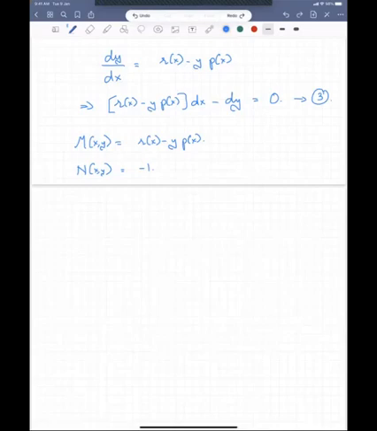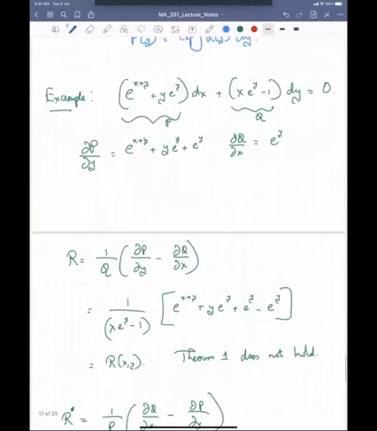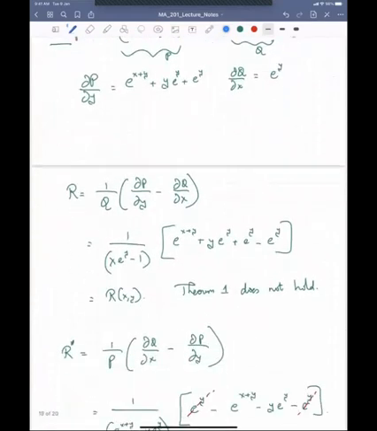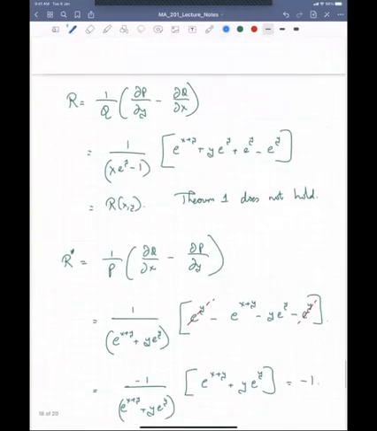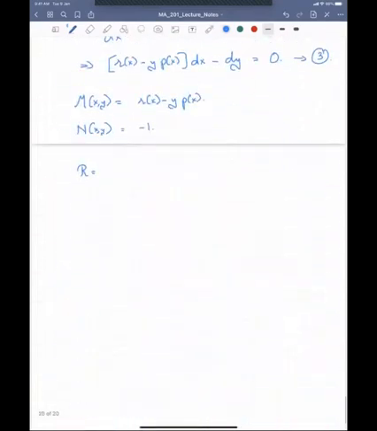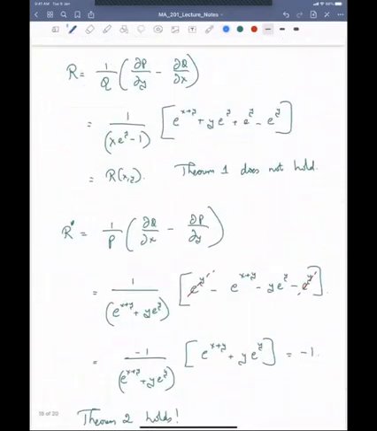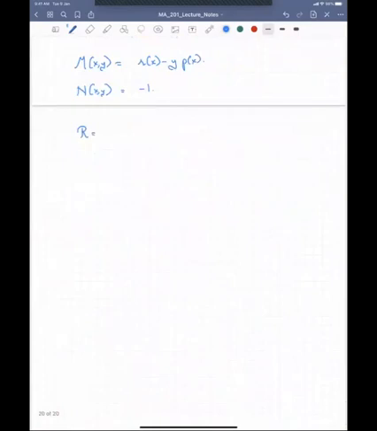To understand if theorem 1 applies, let us look at the factor R, which, forgive me, I have to look at the definition again. So it's over here, 1 over Q (dP/dy minus dQ/dx). And remember that if this function is only a function of x, then we are in business.